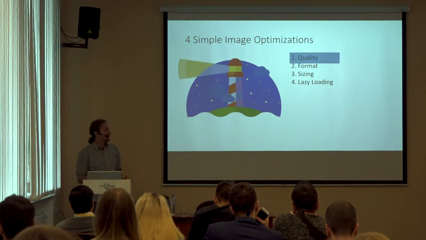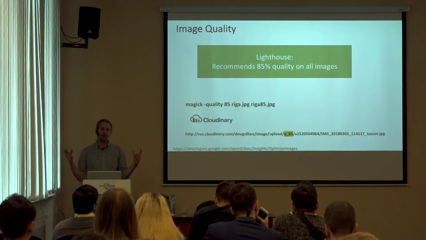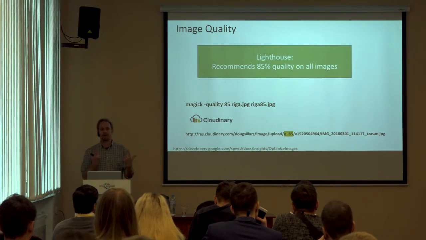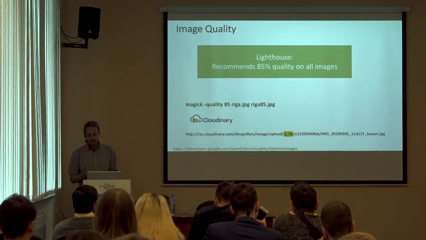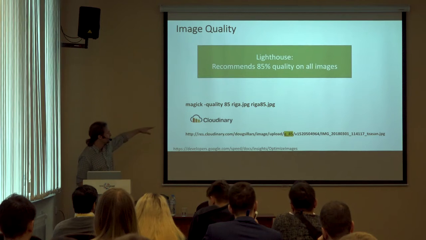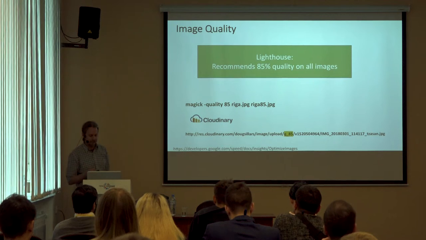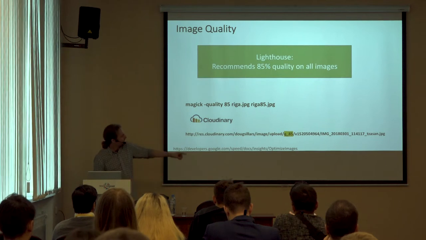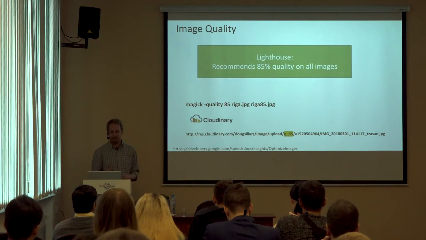What are people doing? When you test with Lighthouse for image quality, Lighthouse recommends that you save all your images at 85% quality. When you lower the quality, you're actually removing pixels, lowering the pixel resolution of what's inside the image. But Google has found that 85% is generally good enough. There are a lot of tools that will do that. You can use ImageMagick: you just take your image, save it at quality 85, and you get a magical image that comes out. You can use a cloud-based tool like Cloudinary, where you upload the full-size image and just add the term Q85, and on the fly it will generate a quality 85% image for you.